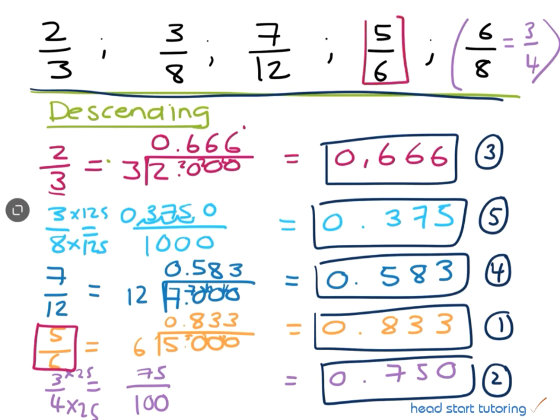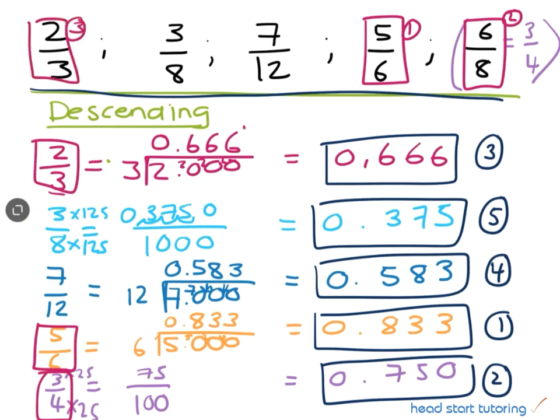So 5/6 is our first number. Then our second number was 3/4, which was our 6/8. So 6/8 would be next. Then we've got our 0.66 recurring, which is our 2/3. So 2/3 is third in line. Then we've got our 0.583, which is our 7/12. And then obviously we have our 0.375, which was our 3/8.